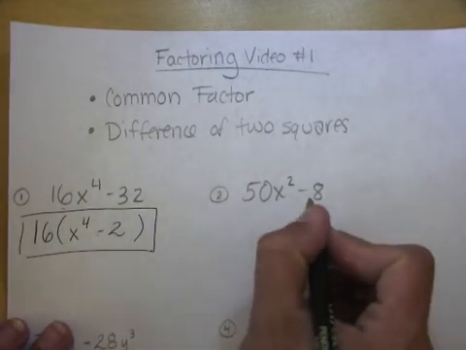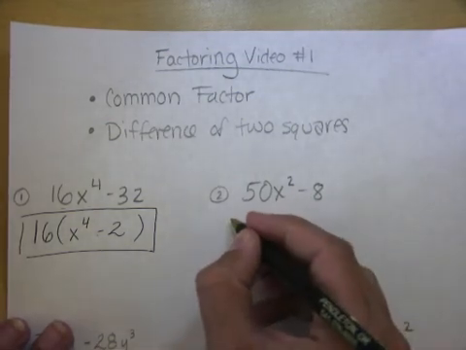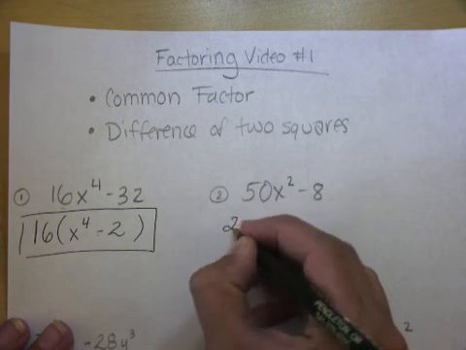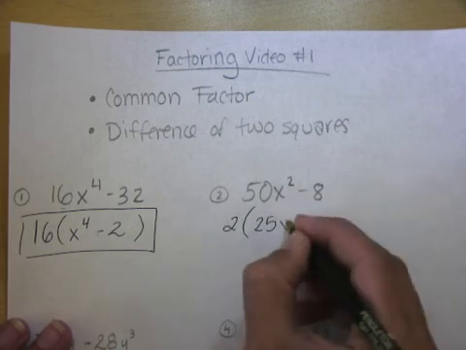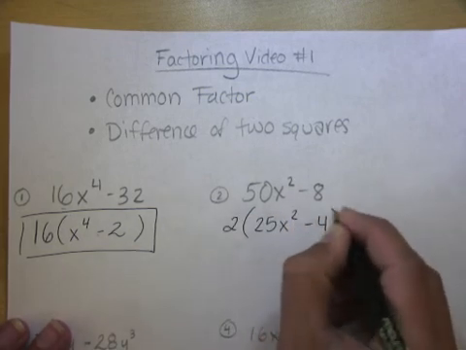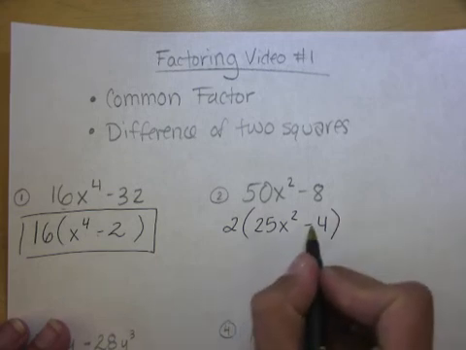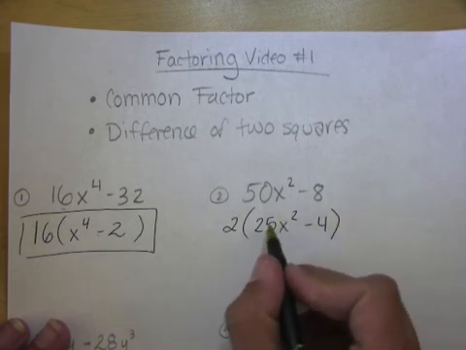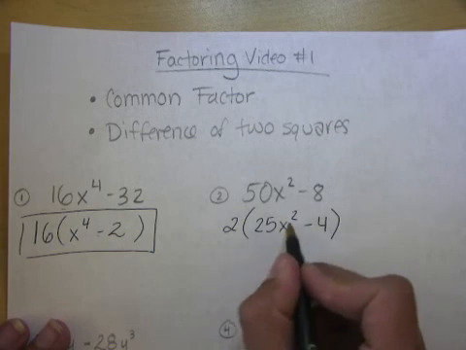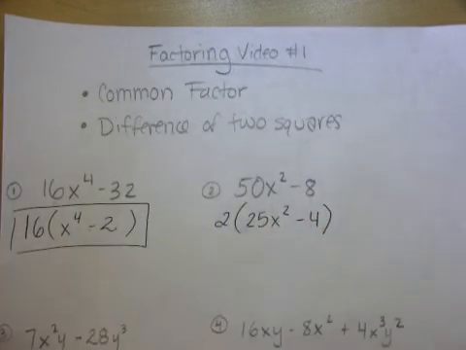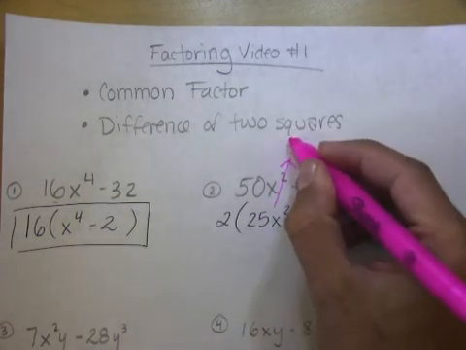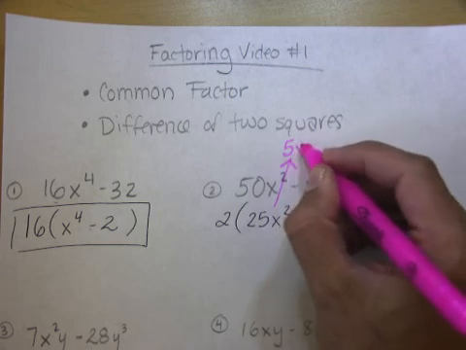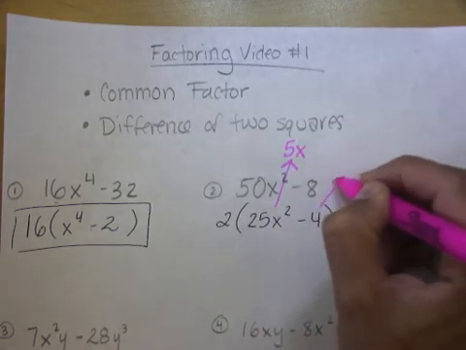Let's see, 50x squared minus 8. Well, 2 divides both of them. Any other larger number? No. So that would leave me with 2 times 25 is 50. I can't take out an x, so x squared minus 4. And in this case, definitely a difference. This is a perfect square since the coefficient is a perfect square and x squared is a perfect square, and 4 is a perfect square. So you have to think to yourself, what times itself is 25x squared? 5 times 5 is 25, x times x is x squared. What times itself is 4?